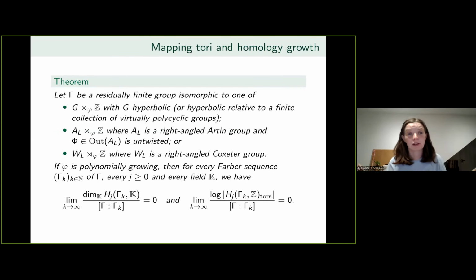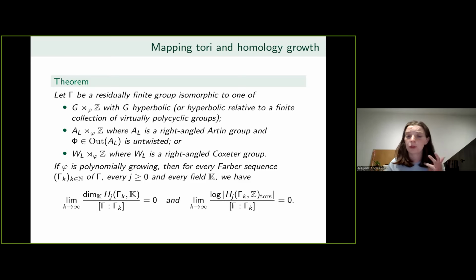Okay, so here is the theorem, due to me, Yassine, Sam, and Monica. Gamma is going to be a residually finite group isomorphic to a mapping torus of some kind. The first option is that G is hyperbolic, or more generally hyperbolic relative to a finite collection of virtually polycyclic subgroups. The second option is that it's a right-angled Artin group, and there's some extra conditions on phi here. And finally, it could be a right-angled Coxeter group.